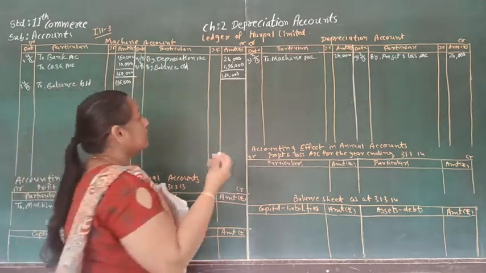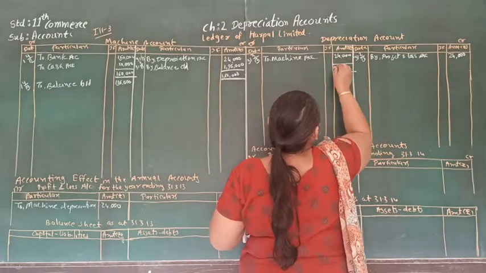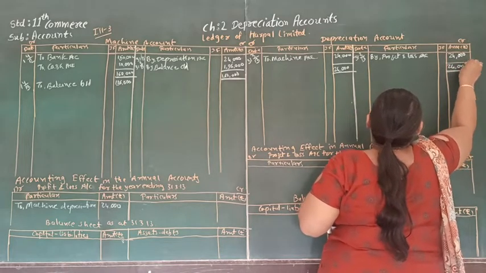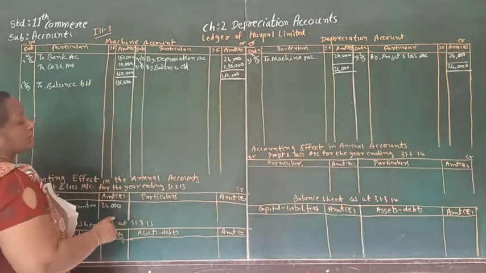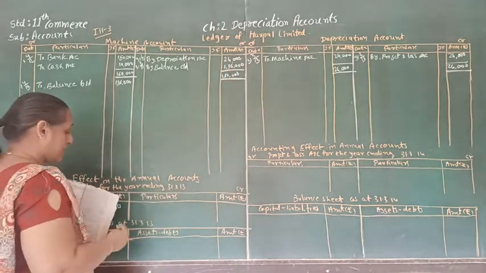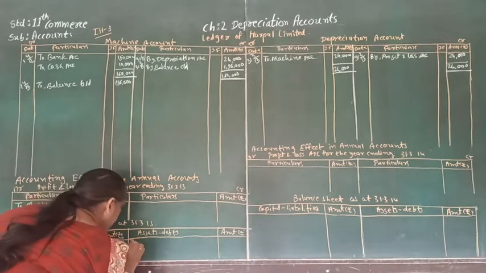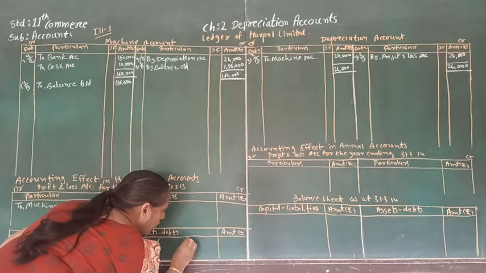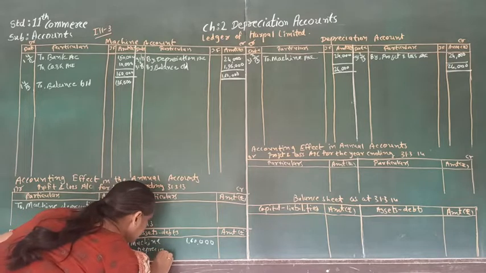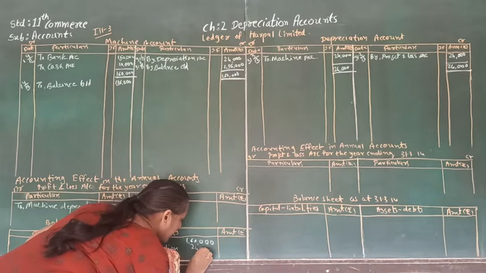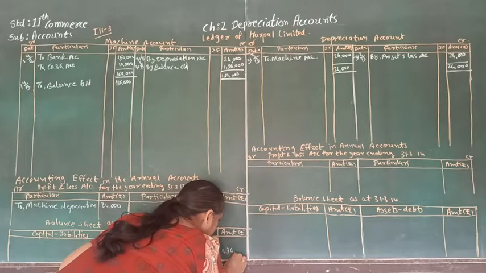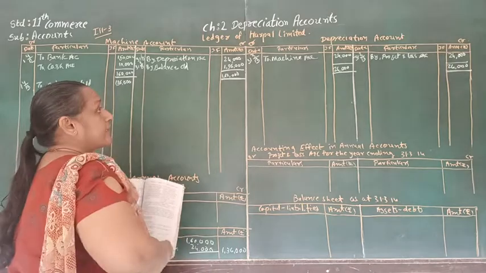And here we are going to close the depreciation account. This will be 24,000. And in the balance sheet it will show the machine account opening balance was 1,60,000, and after depreciation the amount will be 1,36,000. So that we will show in the balance sheet. Machine was of 1,60,000, and depreciation we are going to deduct. That will be 24,000. So the closing balance of machine account will be 1,36,000. So that was the entry for the first year.